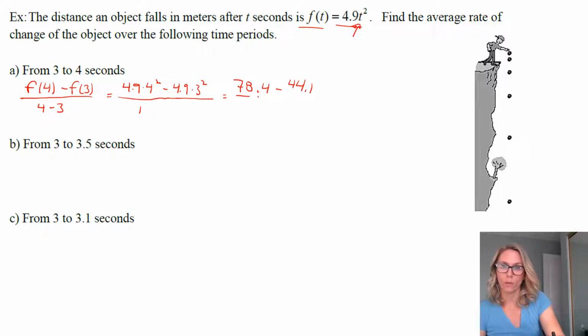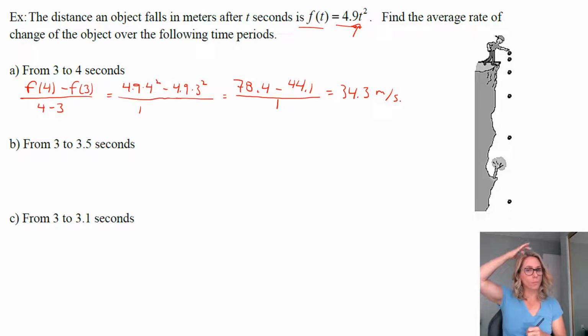Calculator, make sure you have your calculator so that you can join in on the fun. We end up with 34.3, and then in this case we have meters as our distance and seconds as our time, so meters per second. So that's the average rate of change over that 1 second time period that the object is falling.